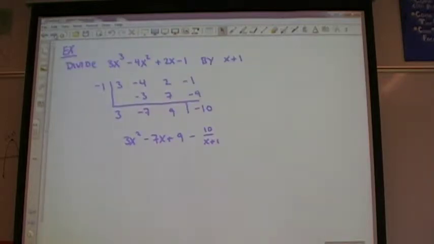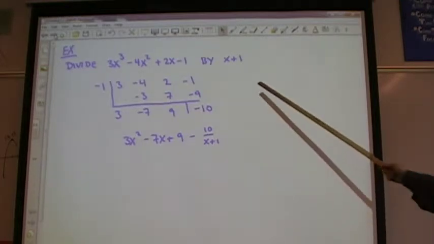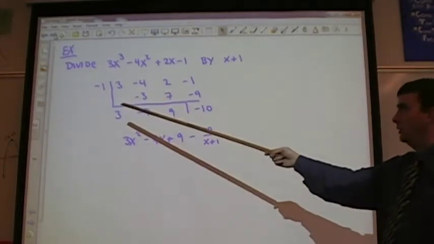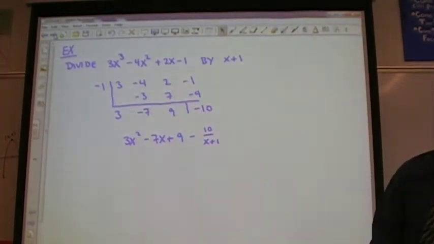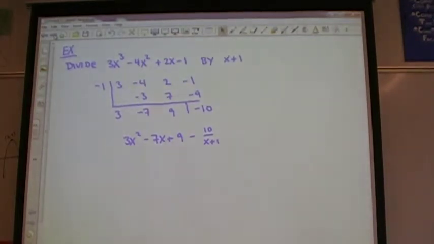Divide 3x cubed minus 4x squared plus 2x minus 1 by x plus 1. The number outside the box has to be negative 1. Inside we've got 3, negative 4, 2, negative 1. Now make sure, we haven't done one of these yet, but there is a problem coming up.